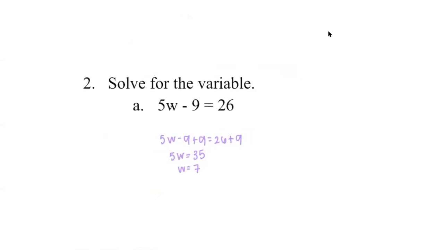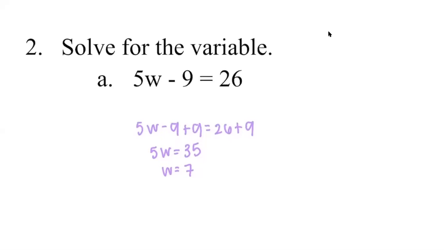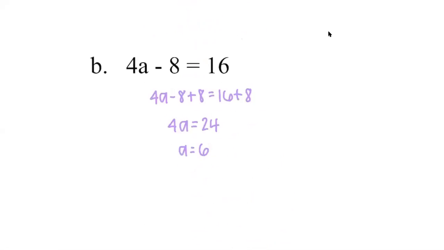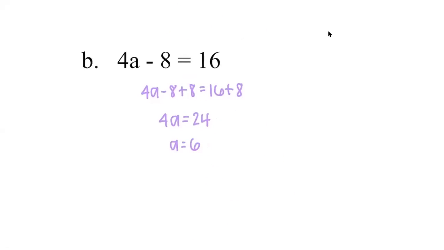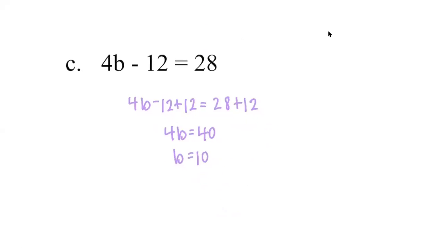And now you're going to be solving for the variables, so making sure you're doing the same operation to both sides. 5w minus 9 equals 26. You're going to add 9 to both sides. And you get 5w equals 35. Divide both sides by 5, and you get w equals 7. 4a minus 8 equals 16. Add 8 to both sides. You get 4a equals 24. Divide both sides by 4, and you get a equals 6.